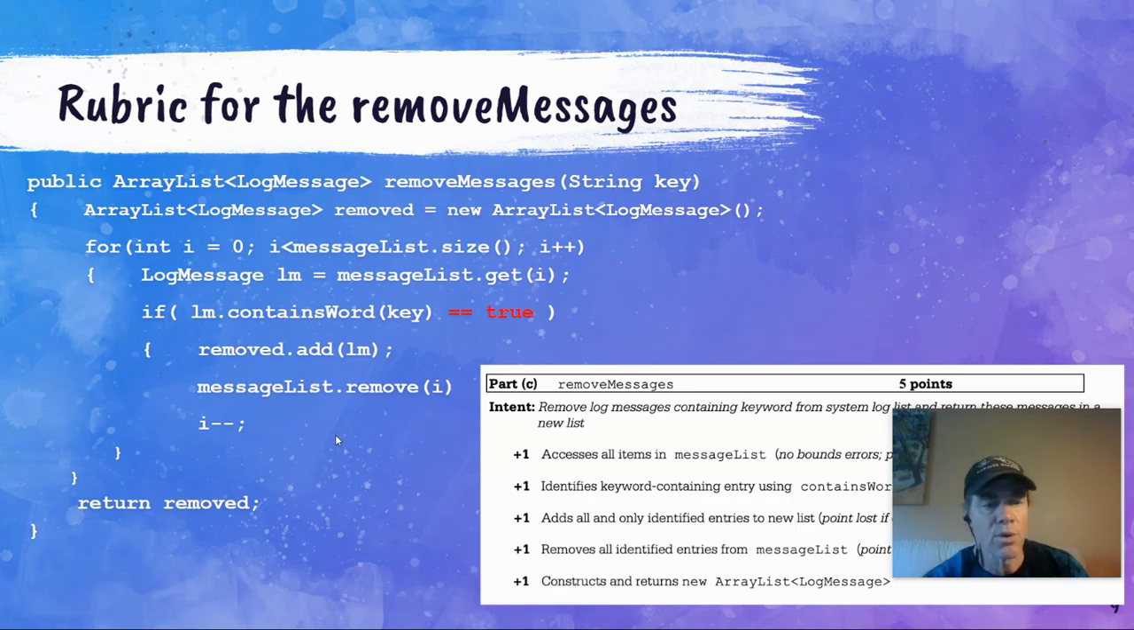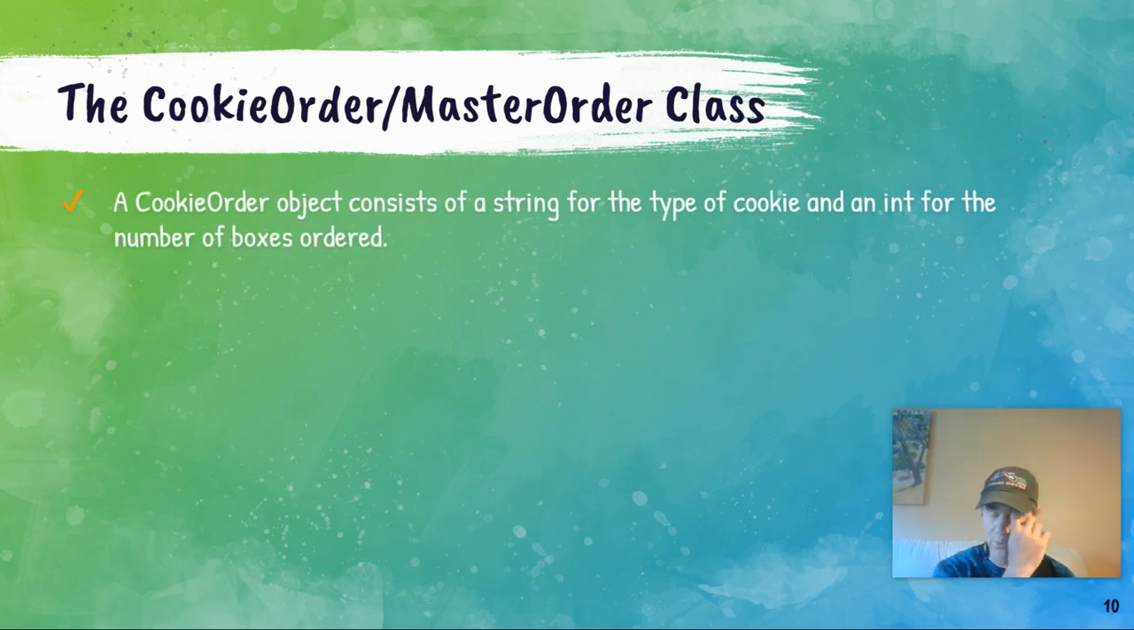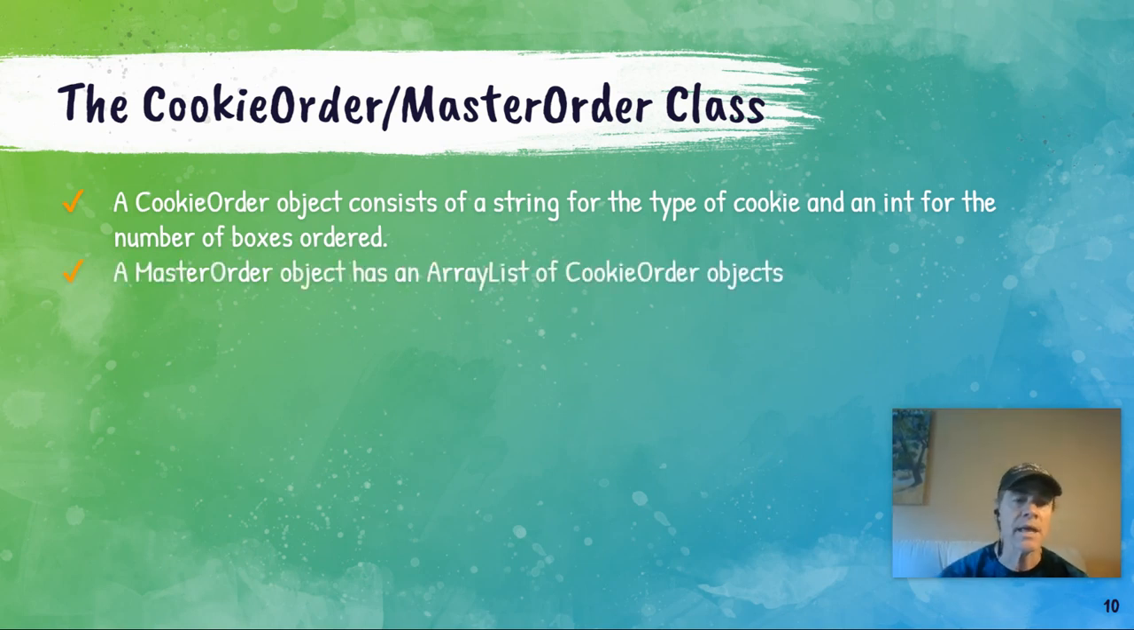The second question, this is the one that I gave you recently. You had a cookie order class and a master order class. So there were 2 that we were working with. Cookie order consists of a string that has the type of cookie that you're selling, and an int that's the number of boxes that are ordered for that particular type. And then in the master order class, there's a master order object that I think is called orders. That is an array list of cookie orders.